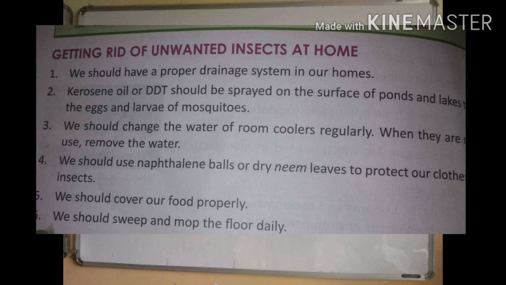Kerosene oil or DDT should be sprayed on the surface of ponds and lakes to kill the eggs and larvae of mosquitoes. As we know, mosquitoes lay eggs and larvae are there. If we do not clean the surface of ponds and lakes, then larvae will develop into mosquitoes. So that's why we have to spray kerosene oil or DDT. Okay.